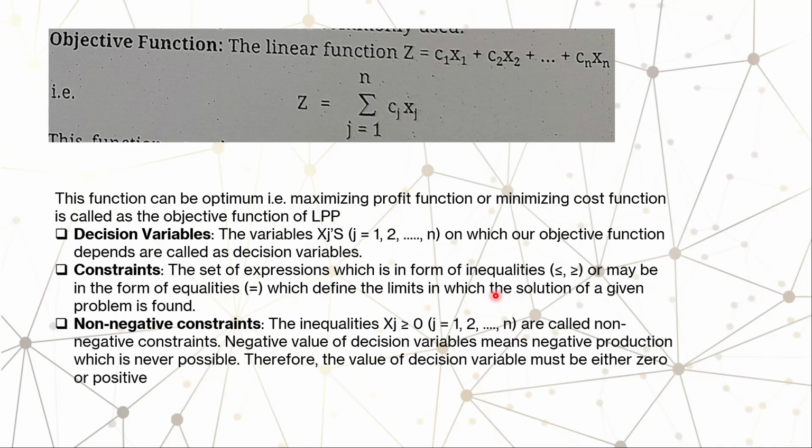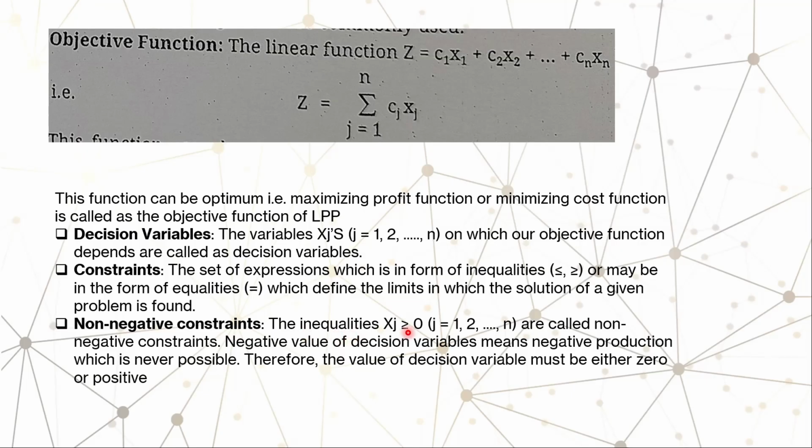And those variables would satisfy the objective function, that is either to maximize profit function or minimize the cost function. Next, non-negative constraint. Now, what is non-negative constraints? Each inequality or each constraint would be non-negative.